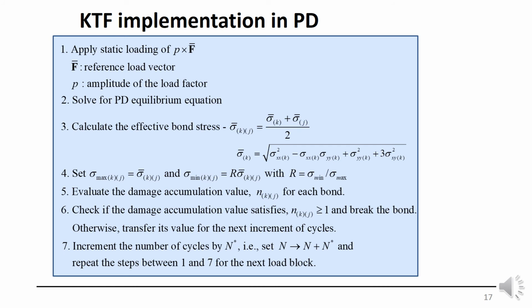And so the implementation is pretty straightforward. We apply the load, solve the peridynamic equilibrium equations, get the effective bond stress, and determine sigma max and sigma min. Then we evaluate the damage accumulation value, K, for each bond. If it's larger than 1, we break the bond. If not, we increment the load and repeat this process.